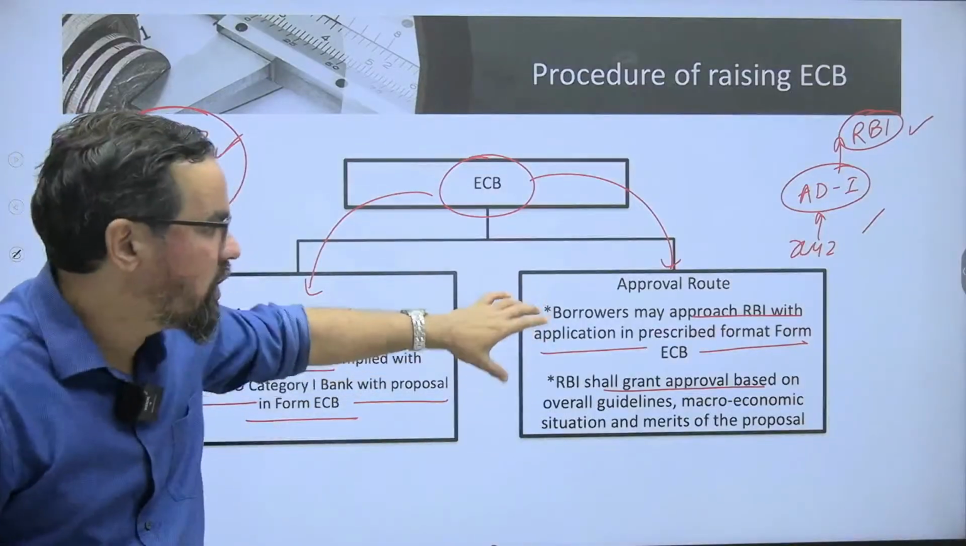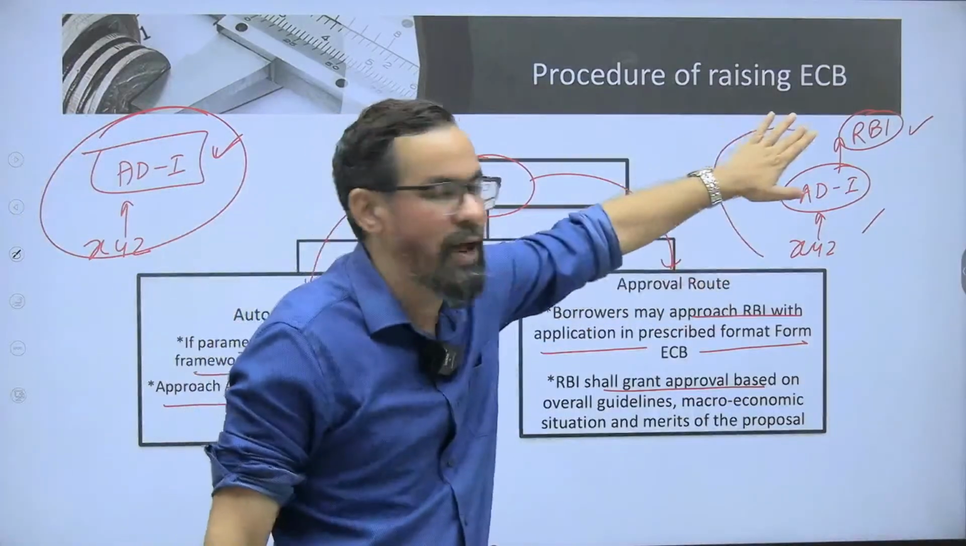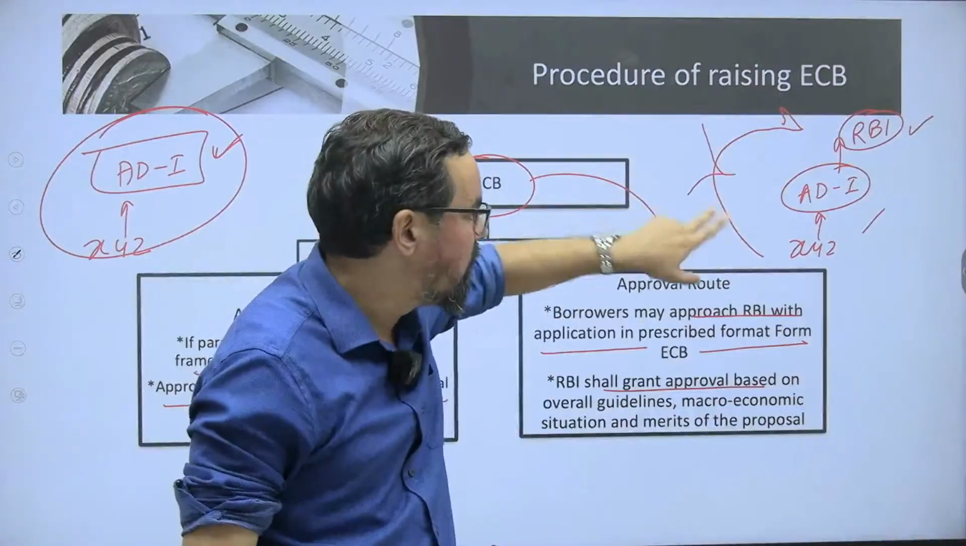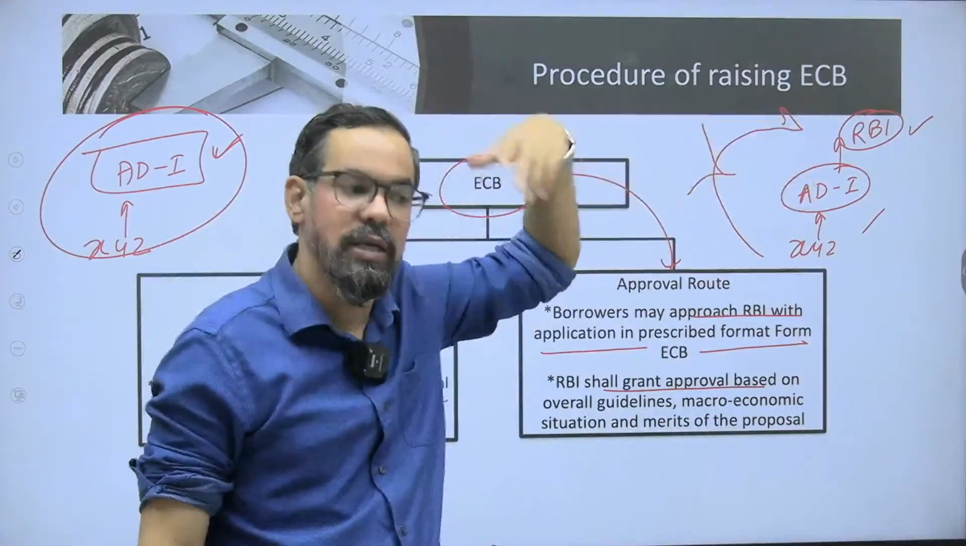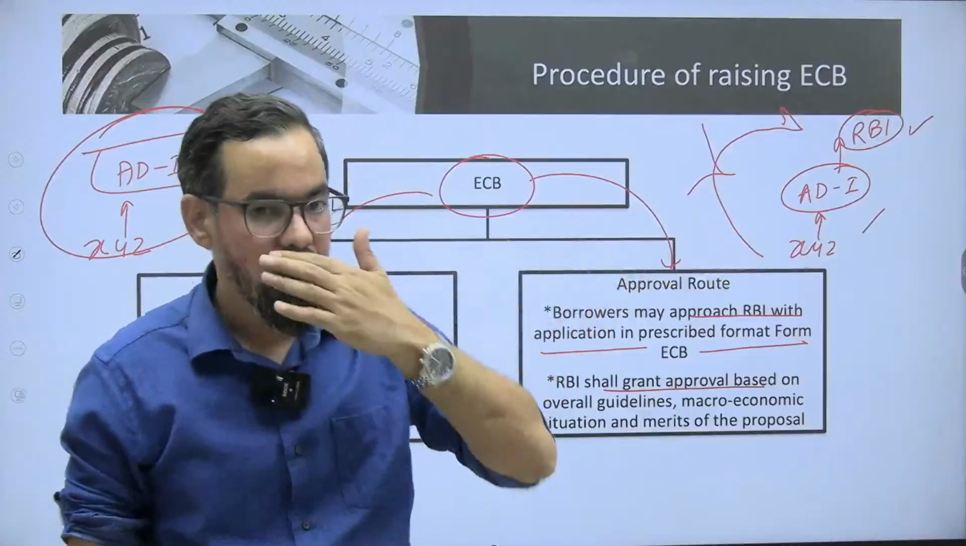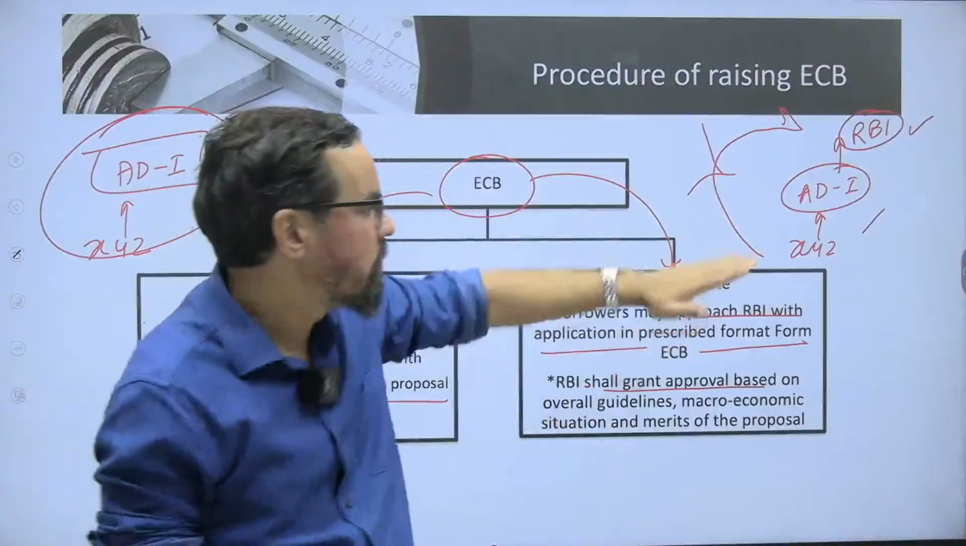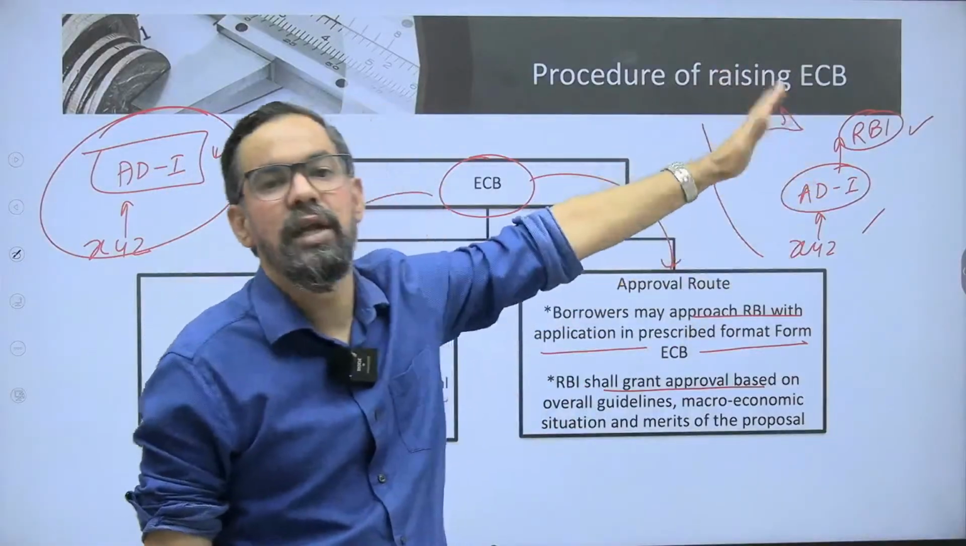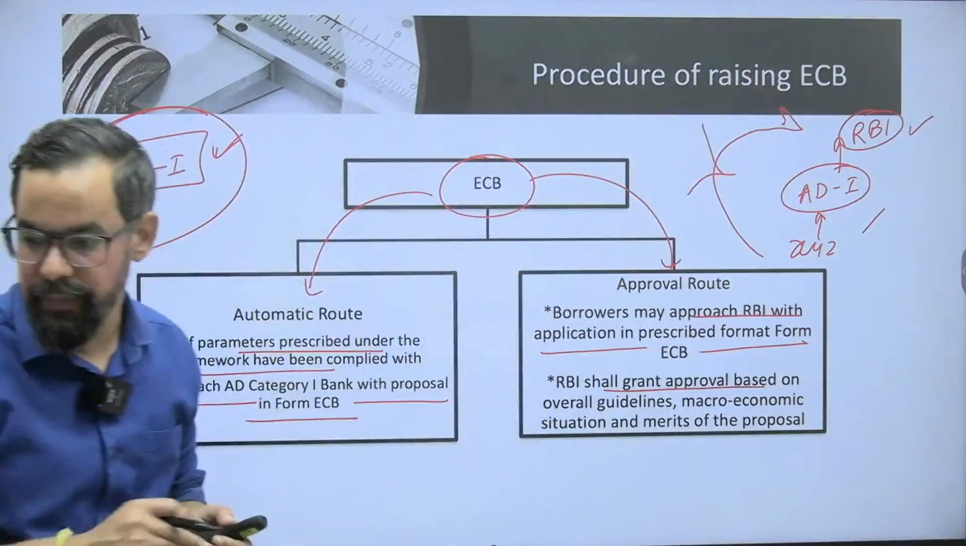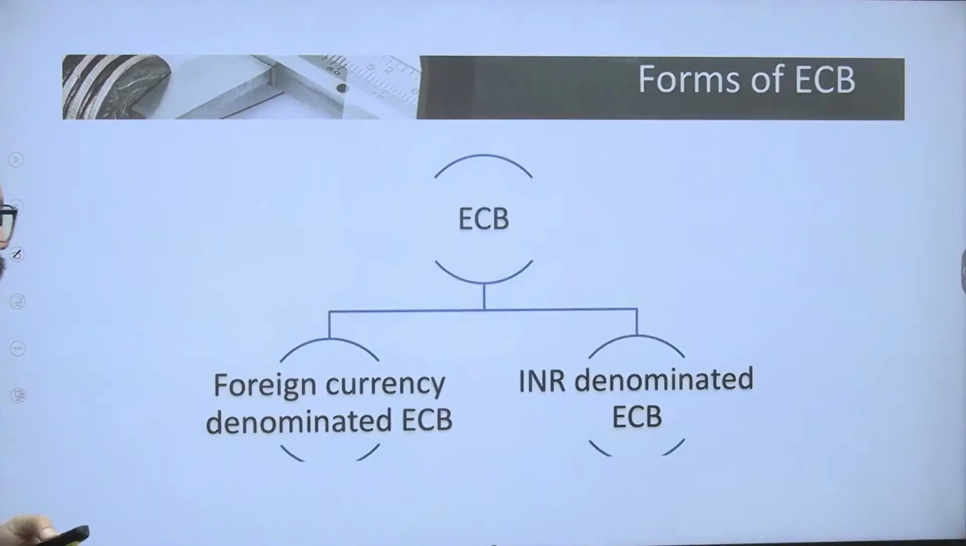It does not mean that this XYZ will directly go to RBI. No. Their route will always be through the authorized dealers. Authorized dealers do the scrutiny, and most of the things are generally checked by the authorized dealer itself. If they feel this is right, they can send it for the RBI approvals and all. Correct? That generally comes under this one.